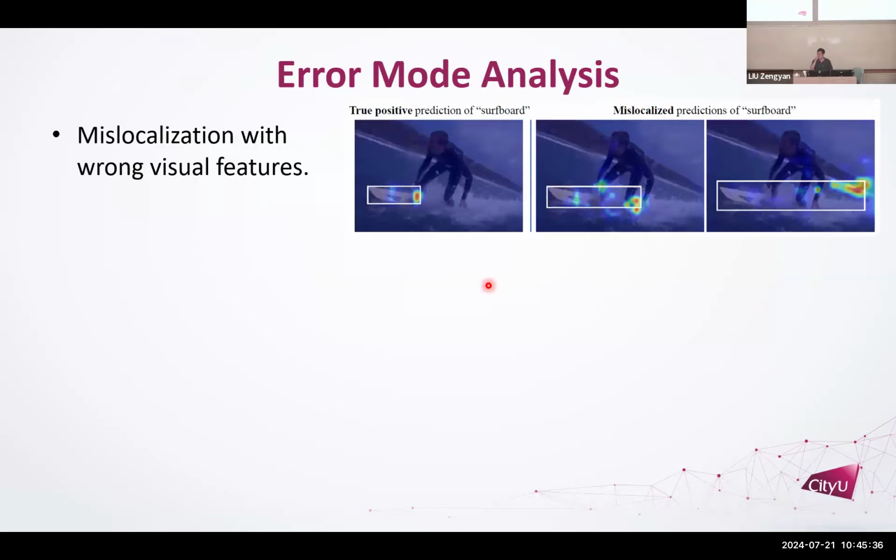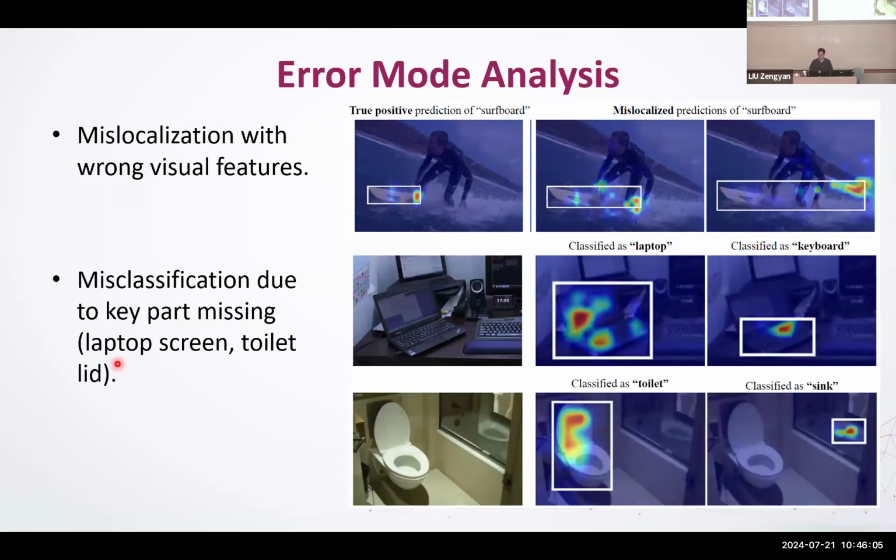But we can also find some problems. Here is an example of a surfboard, and these are different proposals that were generated. This is the true surfboard. And this is another prediction of surfboard where it uses, I think, the sand in the background as part of the surfboard, because it looks like the wave. So it infers that there's a whole surfboard here. This is another example.